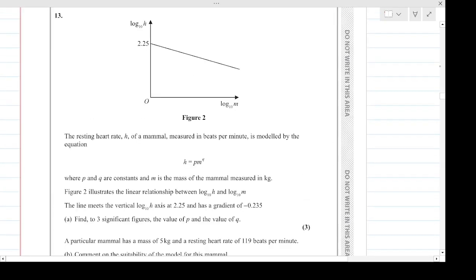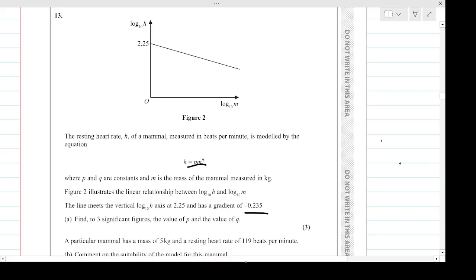Right, so if I make a note of that, h is p m to the q. p and q are constants, and m is the mass of the mammal. I'm told that figure 2 shows a linear relationship, linear meaning a straight line, essentially, between log h and log m, which we'll see here again. I'm told that the line meets the vertical axis at 2.25. I can see that. And also the gradient is minus 0.235. Then it says to find the value of p and q.